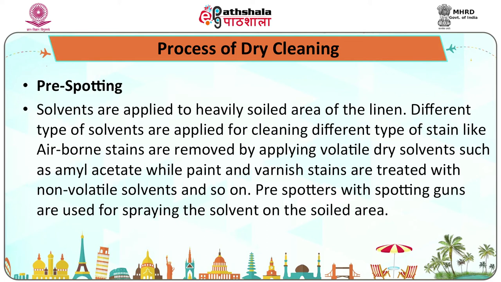Now pre-spotting. Solvents are applied to heavily soiled areas of the linen. Different types of solvents are applied for cleaning different types of stain, like airborne stains are removed by applying volatile dry solvents such as amyl acetate, while paint and varnish stains are treated with non-volatile solvents and so on. Pre-spotters with spotting guns are used for spraying the solvent on the soiled area.